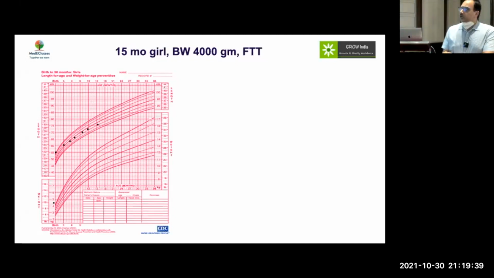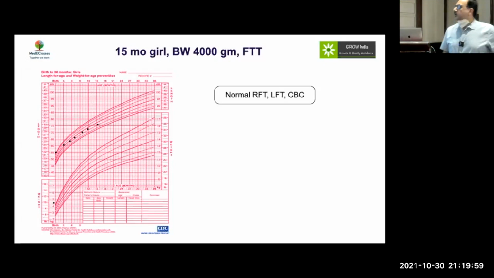Birth weight was 4 kilograms. And as we can see from the chart, there was a tapering in the height in this girl. She was born a tall girl, and then over the next 15 months or so, her height was coming down over time. Based upon this, it was considered that she has fallen by around 4 to 5 percentile lines. We need to evaluate. And on evaluation, basic workup was normal.